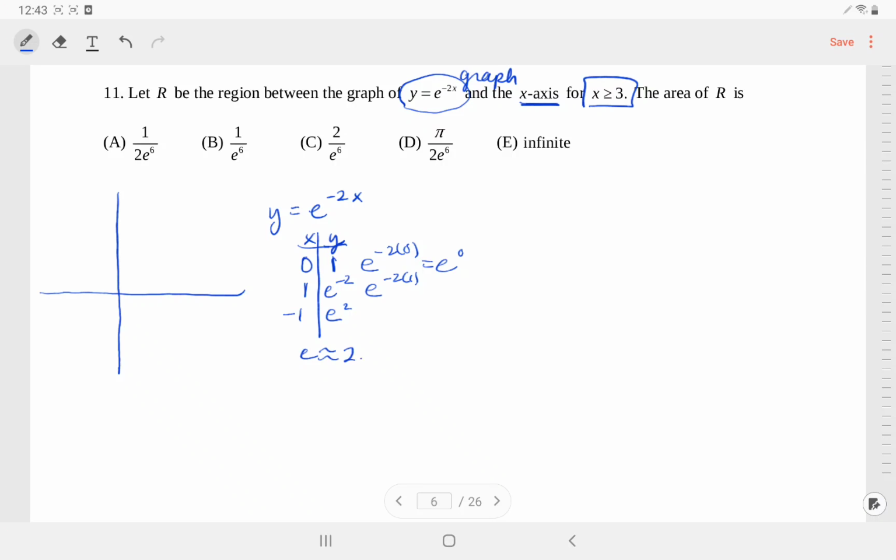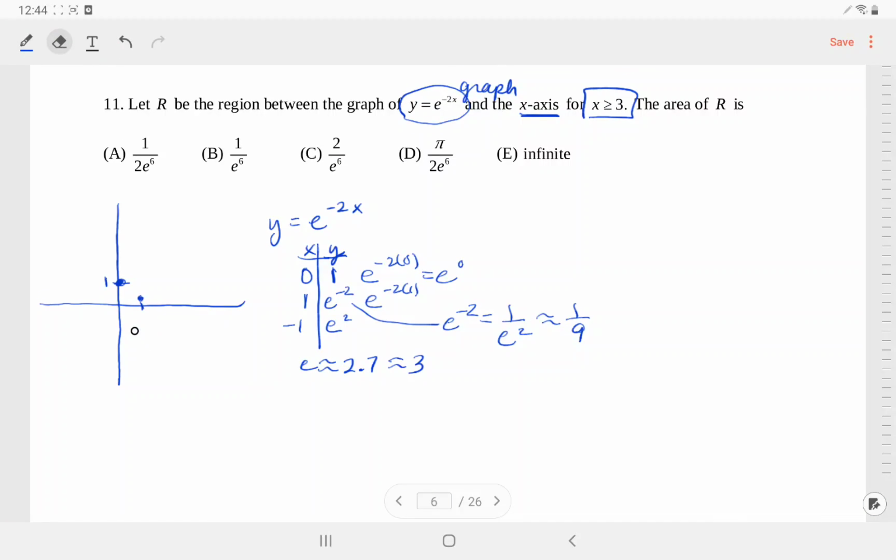Remember, e is approximately 2.7. You could really approximate that to be 3, just for your graph's purposes. Okay, so 0, 1 is a point. And then 1, e to the negative 2 is a point. So e to the negative 2 is like 1 over e squared. So we're going to just call that 1/9. It's really more about like 1/7, but 1/7, 1/9, we're going to graph it in the same spot, which is going to be right here. Let's see where my eraser is on this new program.